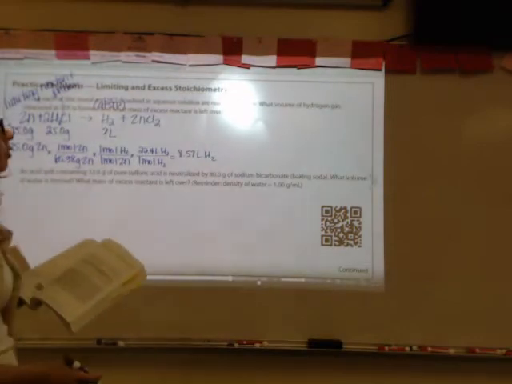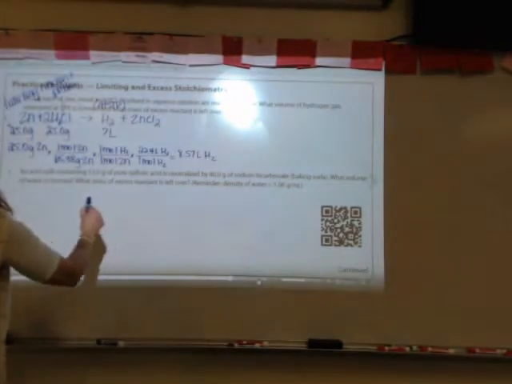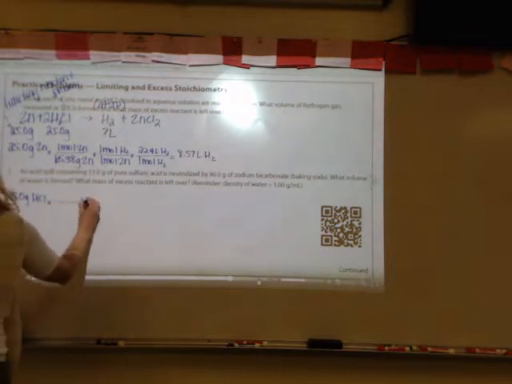I have to do all of that work with the HCl as well, and I'm going to do it down here. So I have my 25 grams of HCl. The molar mass of HCl is 36.46.